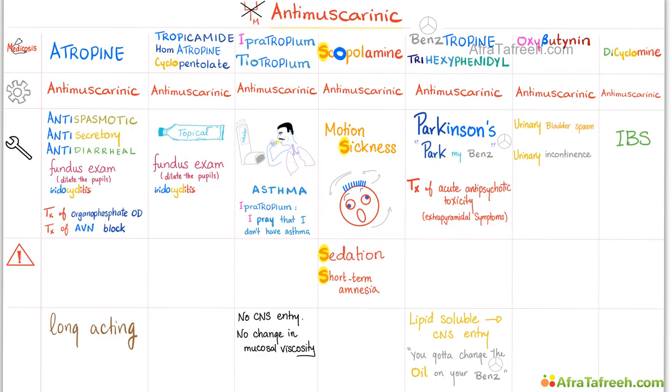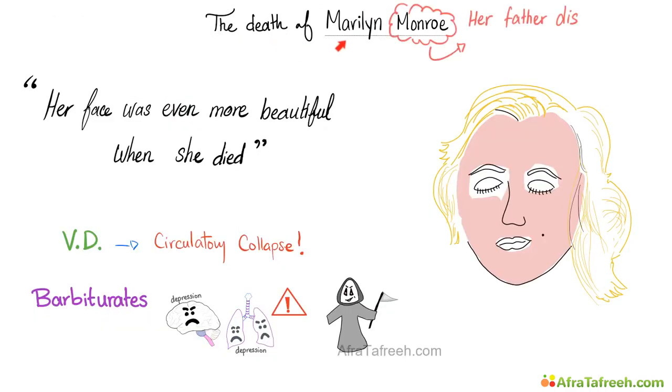Benztropine and trihexyphenidyl are used in Parkinson's. Why is this? Because remember, what's the problem in Parkinson's? My dopamine is low. My acetylcholine is high. Your acetylcholine is high? I will lower it for you. I will block its receptor. I'm anti-muscarinic. Benztropine, trihexyphenidyl. We'll talk about the death of Marilyn Monroe in my barbiturates video.